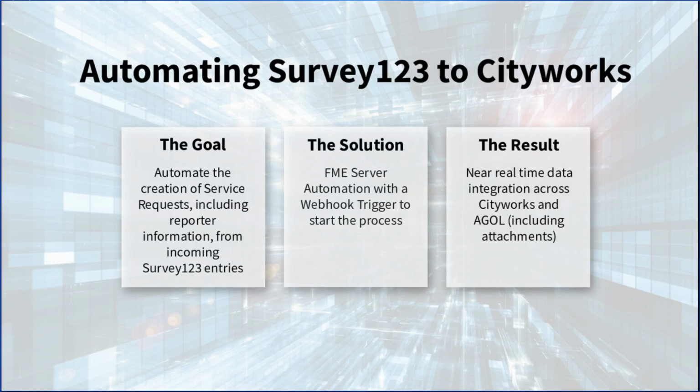The solution here is that FME Server is going to be running behind the scenes with an automation that utilizes that webhook trigger that Denai was just mentioning. And that's going to start the process. That's going to run a workspace or multiple workspaces, send emails, and keep everything harmonized across the two systems. So the result here is that we're going to get a near real-time data integration across Cityworks and ArcGIS Online. I say that because it takes just a few seconds to get the actual webhook content from system A into system B. But we're going to get everything from Cityworks and ArcGIS Online synchronized, including all of those attachments.